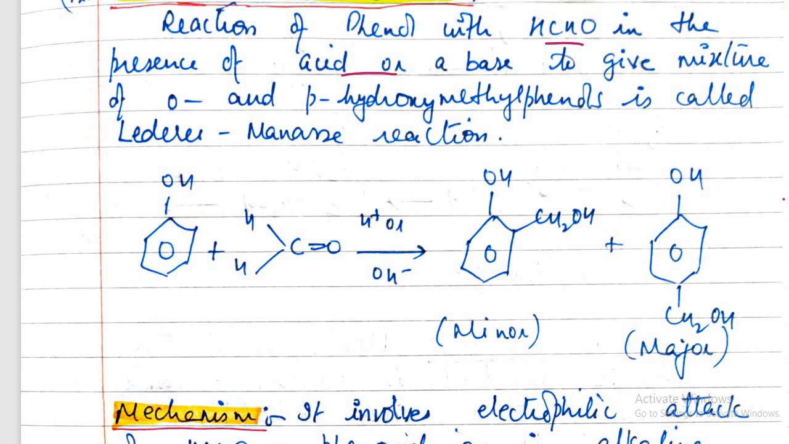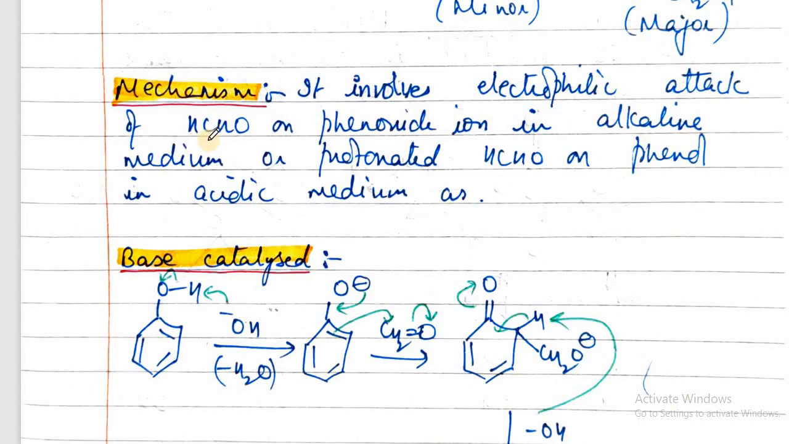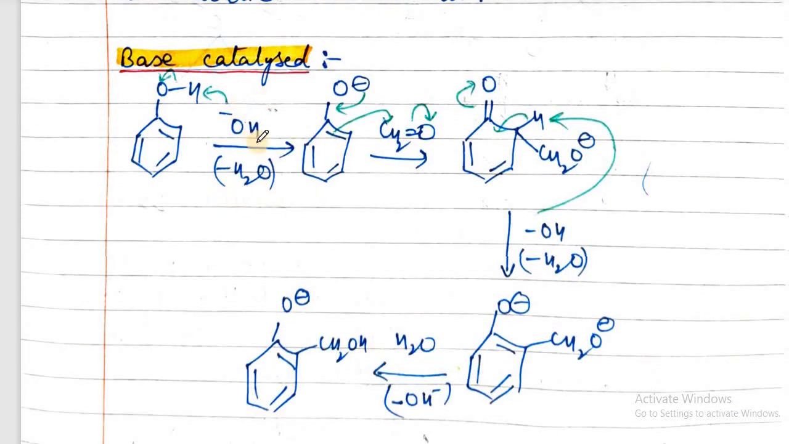Here we are only concerned with the formation of ortho and para hydroxymethyl phenols, and its mechanism involves electrophilic attack of formaldehyde on the phenoxide ion in alkaline medium. In alkaline medium, and in acidic medium, protonated HCHO reacts with phenol. So we will take them up separately. First is the base catalyzed mechanism. In this, first OH negative, base catalyzed means it depends on base. So OH negative is a base.